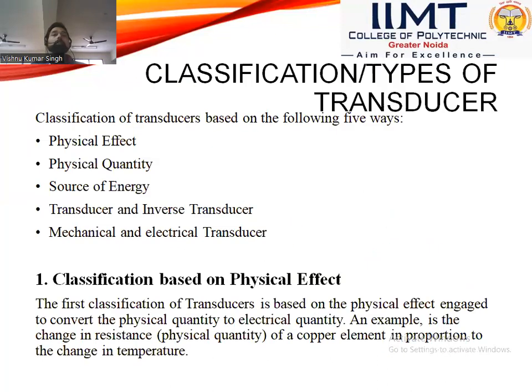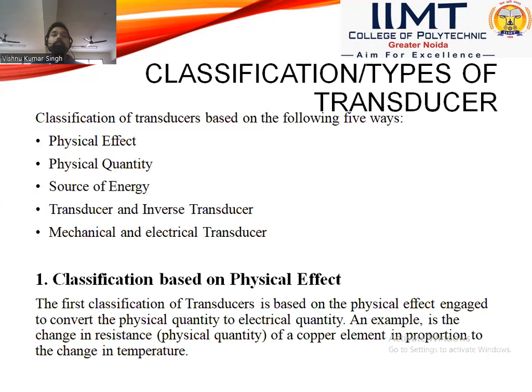Next comes the classification or the various types of transducer. Now, the classification of transducer is based on the following five ways. Firstly, physical effect, then physical quantity, source of energy, transducer and inverse transducer, then comes the mechanical and electrical transducer. So basically there are five ways in which we can classify a transducer. So let's see the first classification, which is based on the physical effect.